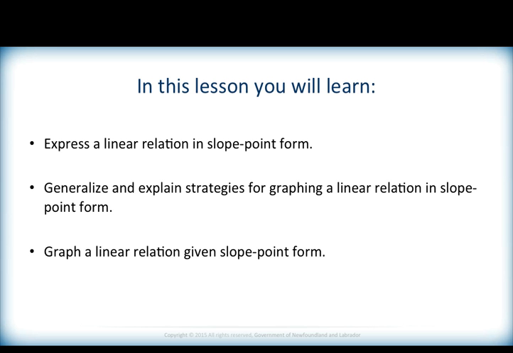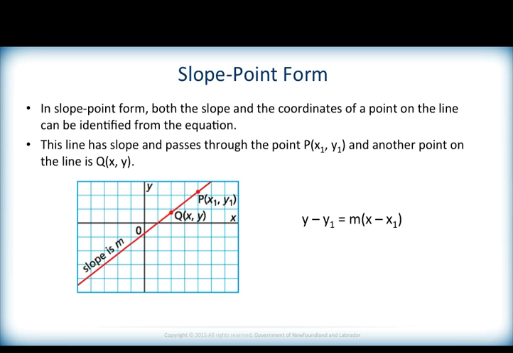In the previous lesson, we discussed slope-intercept form, which is where y equals mx plus b. M stands for slope, and b is the y-intercept. Slope point form is a little different. In slope point form, both the slope and the coordinates of a point on the line can be identified from the equation. This line has slope m and passes through the point x1, y1. And another point on the line is Q, x and y.